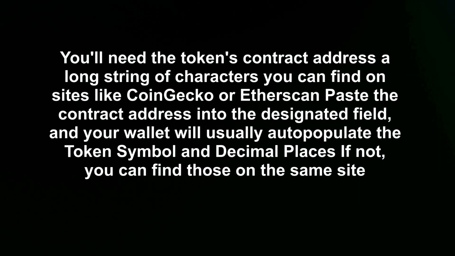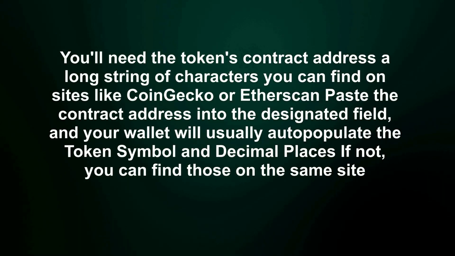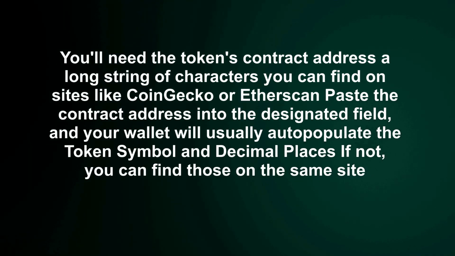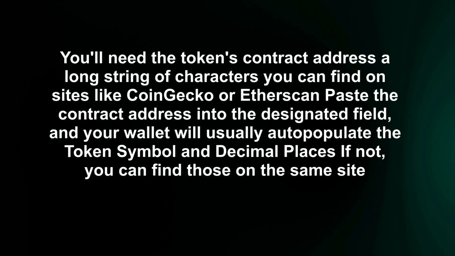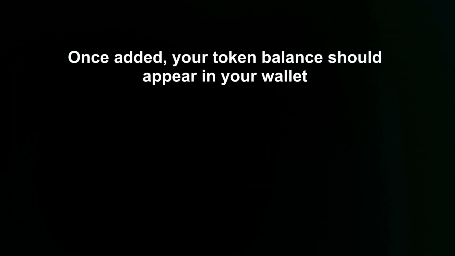Paste the contract address into the designated field, and your wallet will usually auto-populate the token symbol and decimal places. If not, you can find those on the same site. Once added, your token balance should appear in your wallet.